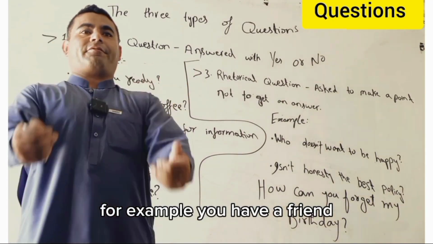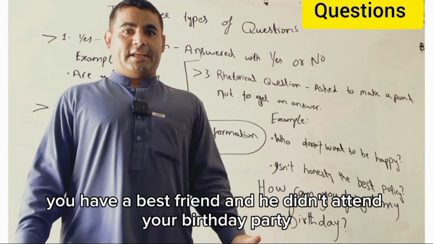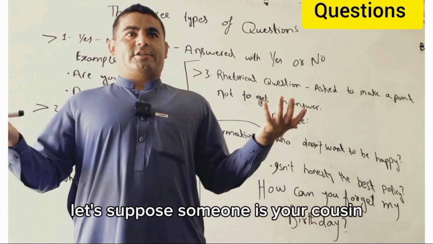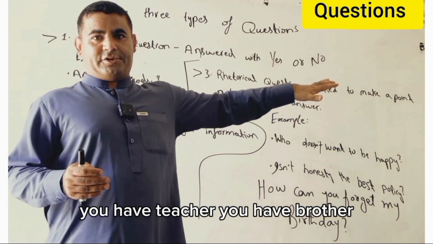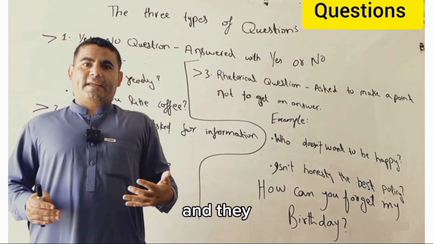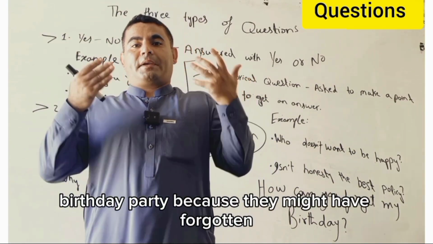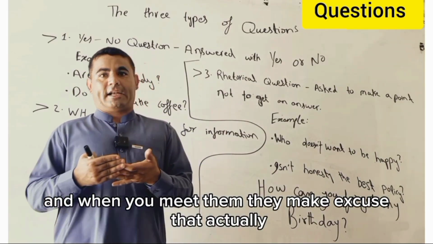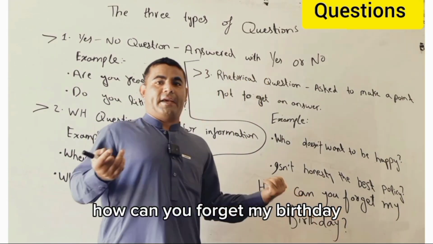For example, you have a friend, okay? For example, you have a best friend and he didn't attend your birthday party. Let's suppose someone is your cousin, you have a best friend, you have a teacher, you have a brother, and they don't attend your birthday party because they might have forgotten. And when you meet them, they make an excuse that actually they forgot. So you will have to say, how can you forget my birthday?